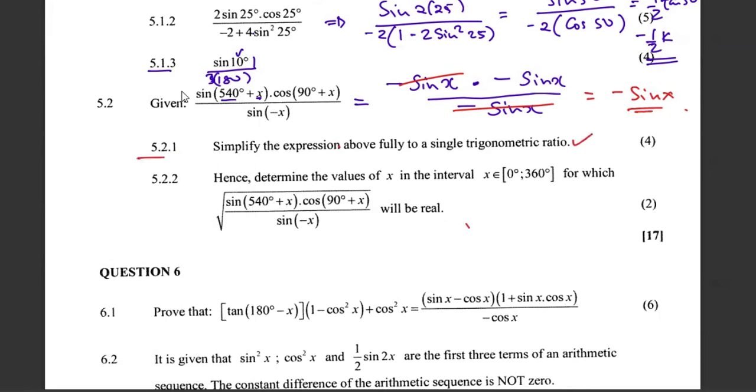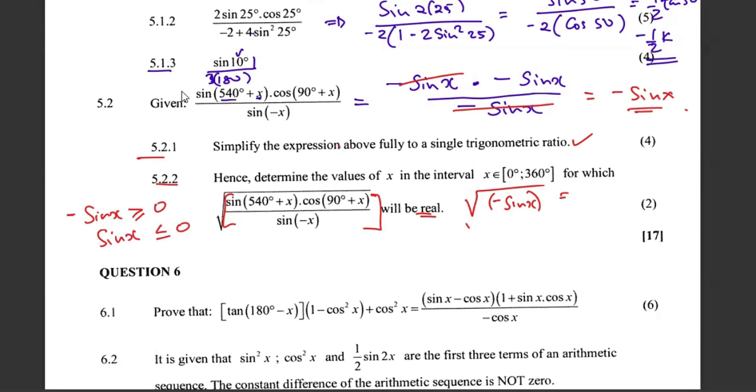And then 5.2.2, hence determine the values of x in this interval for which this entire thing will be real. Now this was reduced, so it will be like square root of negative sine x. Okay, for it to be real, whatever is inside needs to be greater or equal to 0. Now if I divide both sides by the negative, it simply means that my sine x is going to be less or equal to 0.